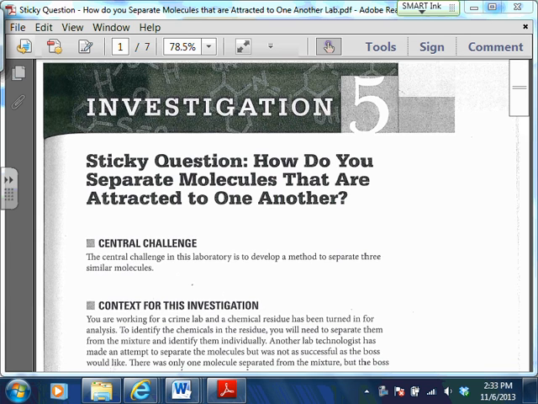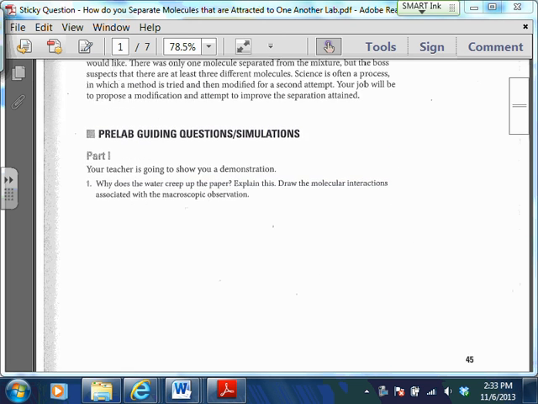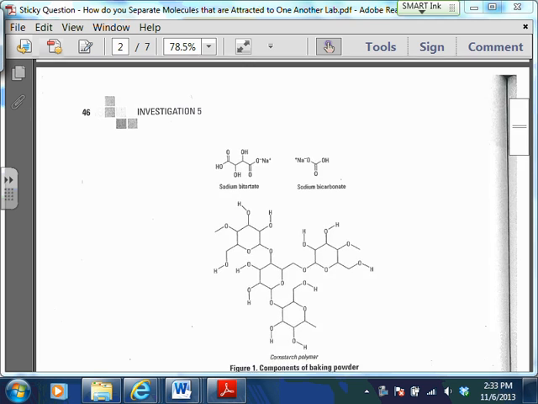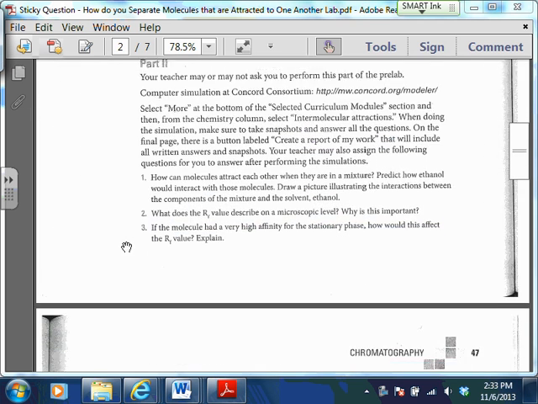So, sticky question: how do you separate molecules that are attracted to one another? We're going to talk a little bit about the post-lab here. I haven't even done the pre-lab. The pre-lab, I think you guys are going to be okay with.